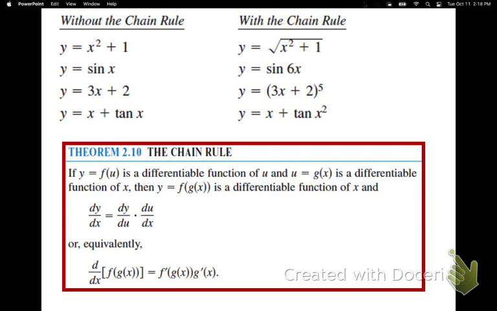So you don't really need to write this down, but you just need to see. Without the chain rule, I can do x squared plus 1. But I can't do that with the square root of x squared plus 1. What is the difference between the two things? One's a square root. So this is a function, yes? Is the square root a function? Yes. So I have a function in a function, don't I? That's why I can't do it without the chain rule.